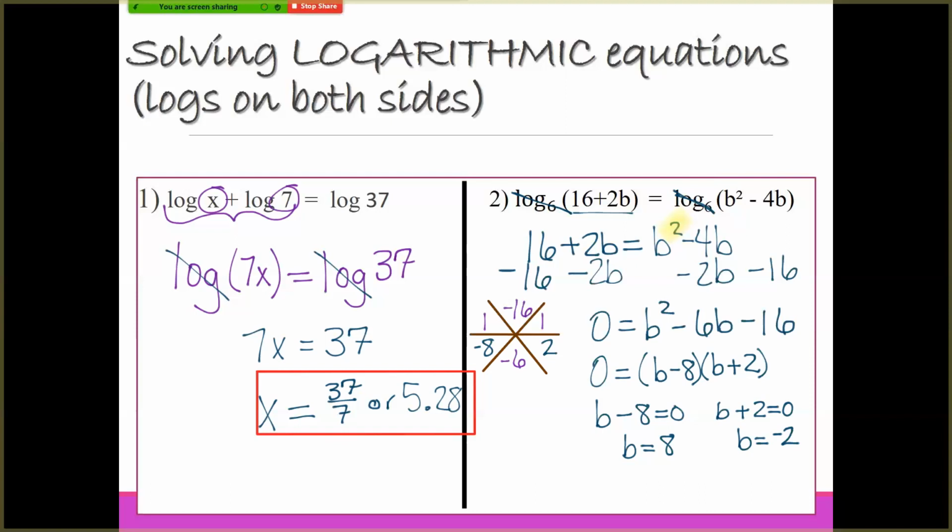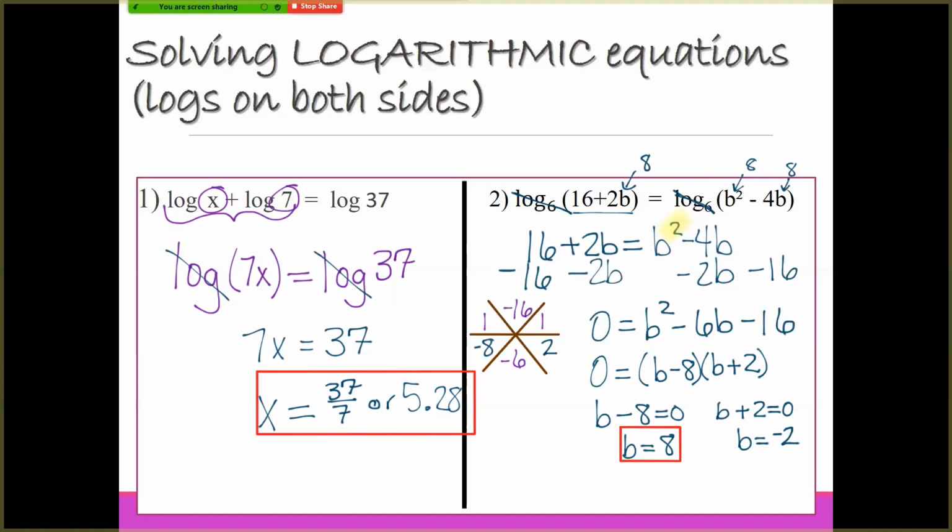So if I take this first set of parentheses and I plug 8 in here, I'm going to have 16 plus 2 times 8. Well, 16 plus 16 is definitely positive. When I check 8 in the second set of parentheses here, I have 8 squared minus 4 times 8. Again, that gives me a positive, so it's okay. So I know 8 checks out.